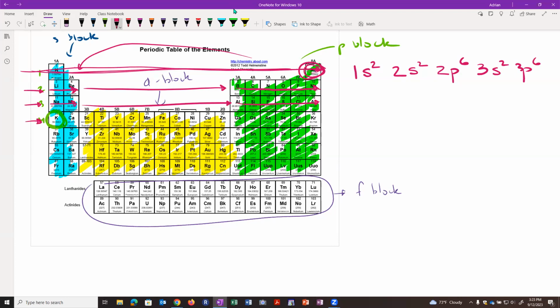Then we're in the fourth row, the fourth energy level. So 4, we go across the S block, just that first element to get to, in this case, potassium, 4s1, right? So this will be our electron configuration for this element.